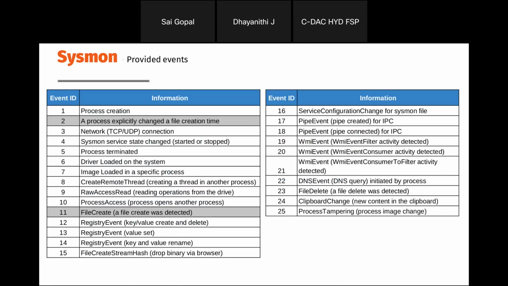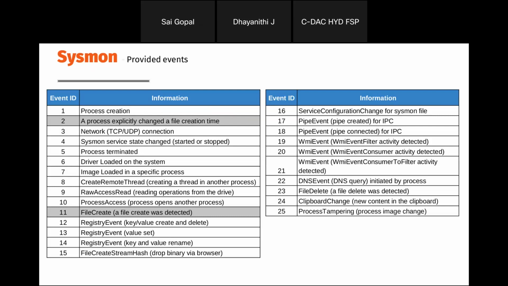Generally, most malware, whenever they want to inject a process into another process, will use create remote thread. Okay, raw access. Most malware now, instead of using read and write, can directly use raw functions, which will actually bypass the antivirus.